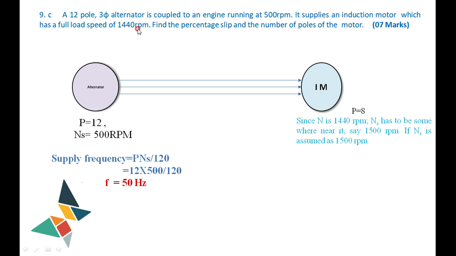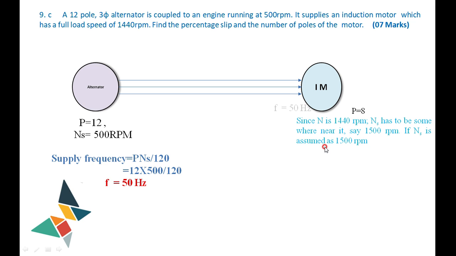For that, what is given is 1440 rpm, the rotor speed of the induction motor. Therefore, in this case, what I suggested is that nearer to the rotor speed, you have to choose the nearest synchronous speed. 1440 is the rotor speed. Therefore, you have to choose 1500 rpm as the synchronous speed. Since N is 1440 rpm, Ns has to be somewhere near it, say 1500 rpm. If Ns is assumed as 1500 rpm, then you can proceed to calculate P.